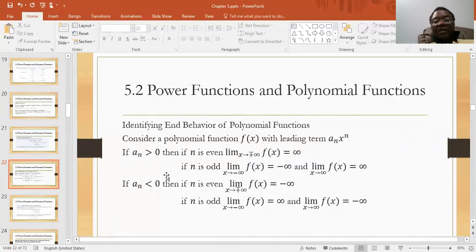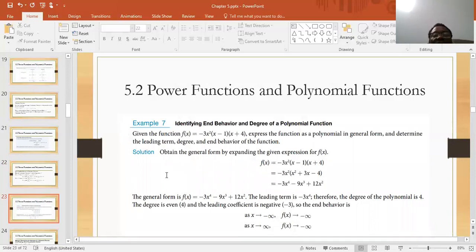Now, if an is negative and n is even, then the limit is negative infinity for both positive and negative infinity. And if n is odd, the limit as x tends to negative infinity is positive infinity, and the limit as x tends to infinity is negative infinity. So a polynomial is a more general form of power functions. Every power function is a polynomial with a single term.